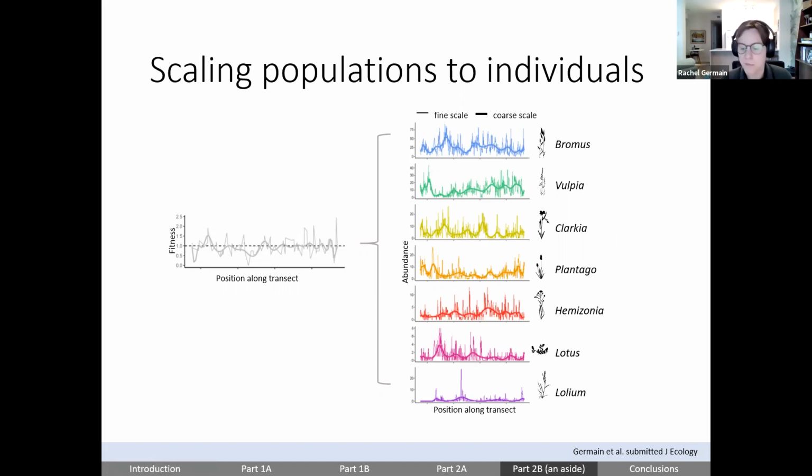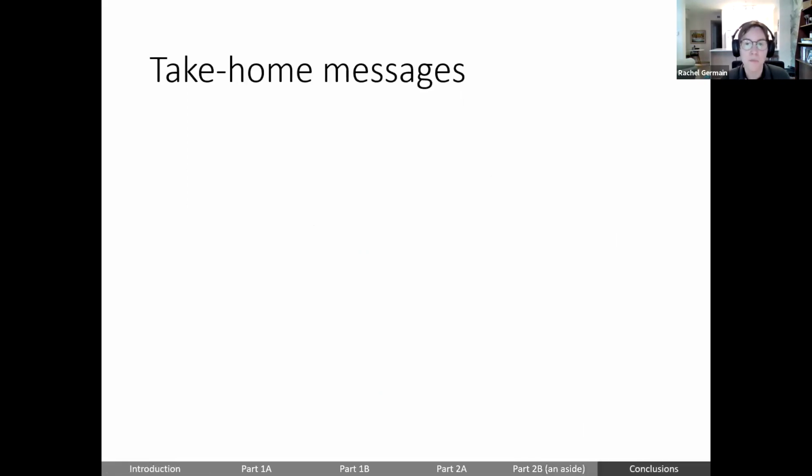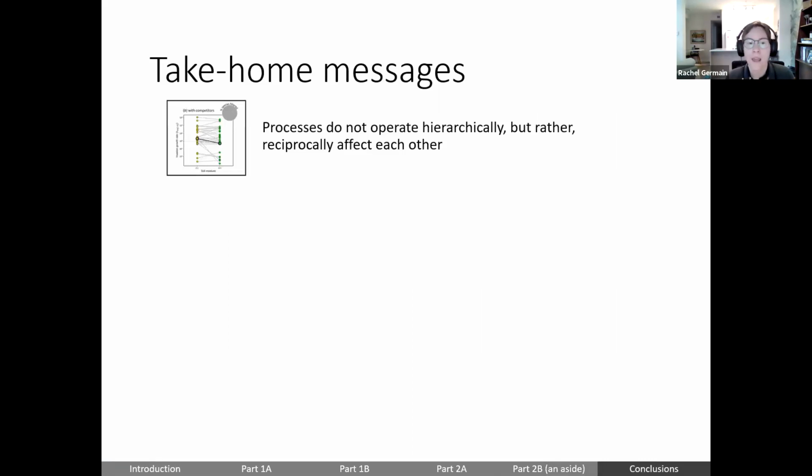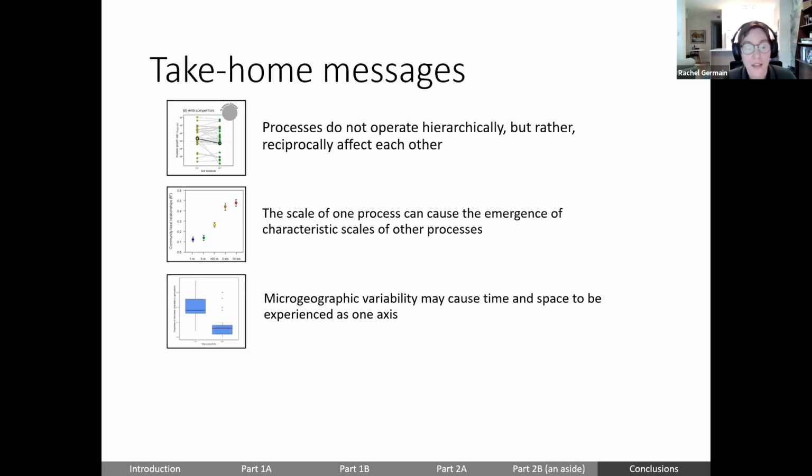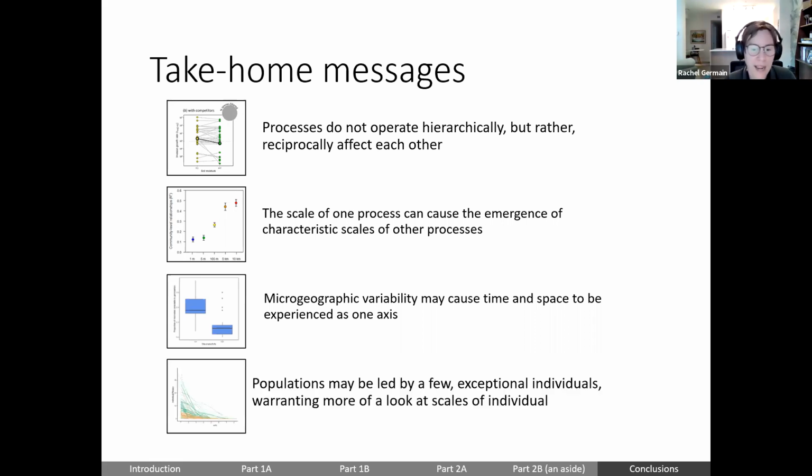And so that's just a little hint at some of the things that we're thinking about doing right now. But the take-home messages from this talk that I want to reiterate about scale is that processes do not operate hierarchically, but rather reciprocally, and they affect each other reciprocally. I've told you that the scale of one process can cause the emergence of characteristic scales of other processes, which is a very important key point, very neat. The microgeographic variability may cause time and space to be experienced as one axis, and that populations may actually be led by a few exceptional individuals is something we see over and over again. And this really warrants more of a look at the scale of individuals.